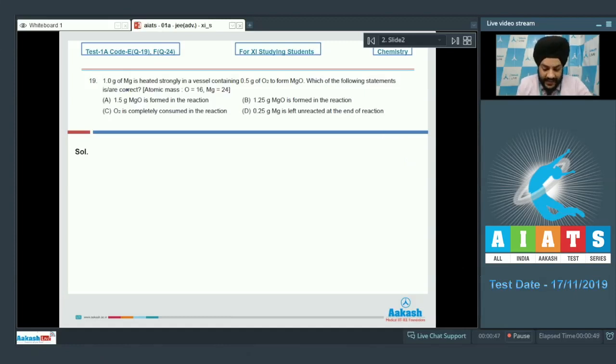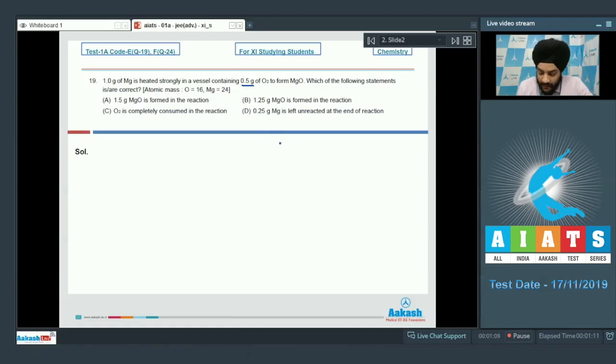So question number 19, it says 1 gram of magnesium is heated strongly in a vessel containing 0.5 gram of O2 to form MgO. Which of the following statements is or are correct? So the atomic masses of oxygen and magnesium have been given to us. So the examiner seems to be interested in the concept of limiting reagent in this question. So let's try and figure out the reaction.